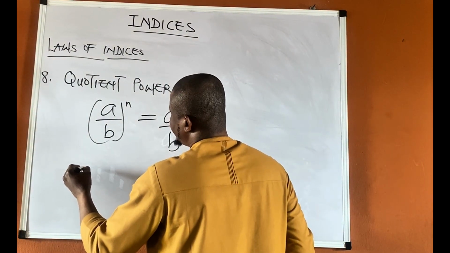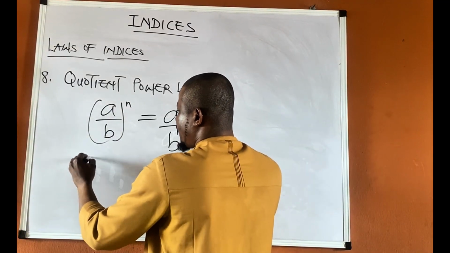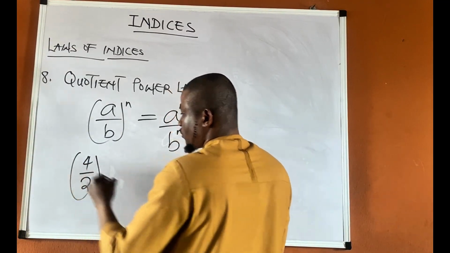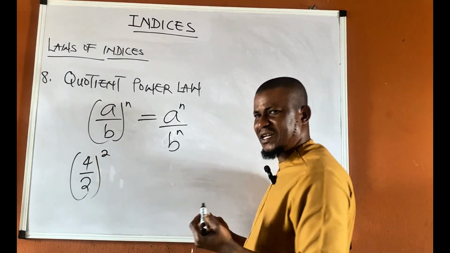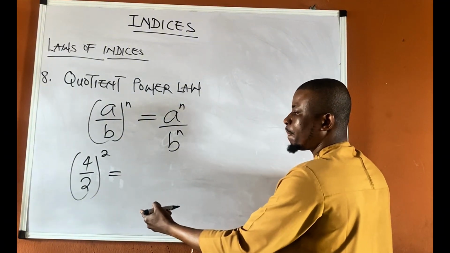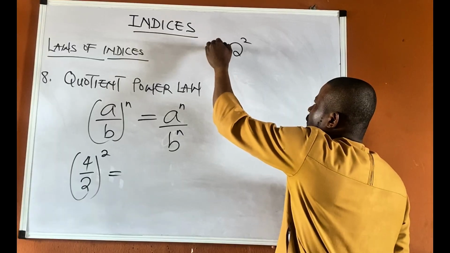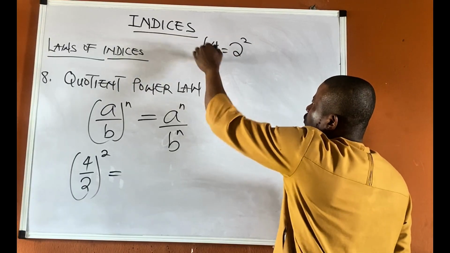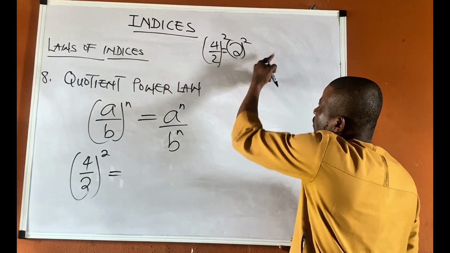We can say, okay, let's look at a very vivid example. I can say 4 divided by 2, to power 2. Let's look at this very basic example. Now, we know that 4 divided by 2 is 2, so 4 divided by 2 to power 2 is 2 to power 2, which is 4.